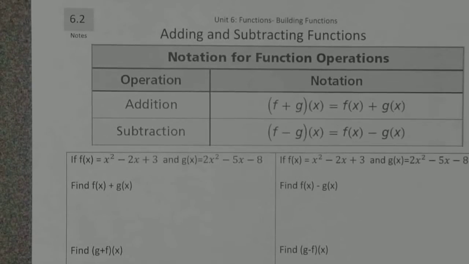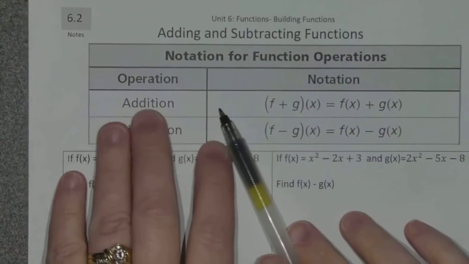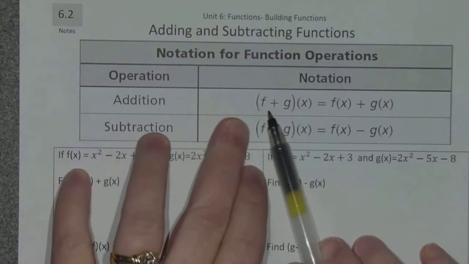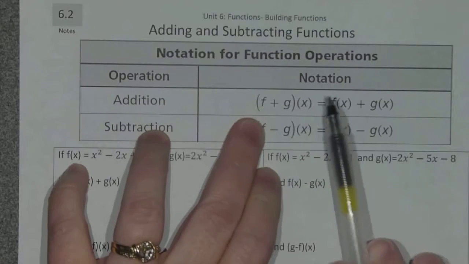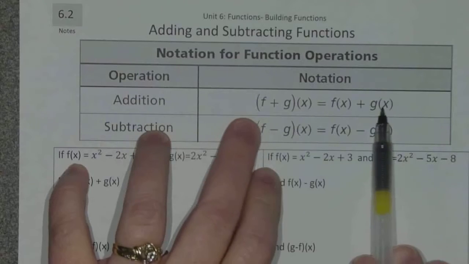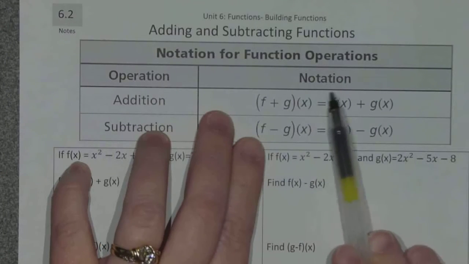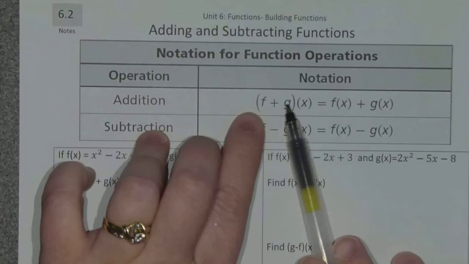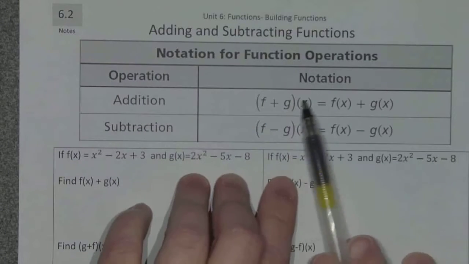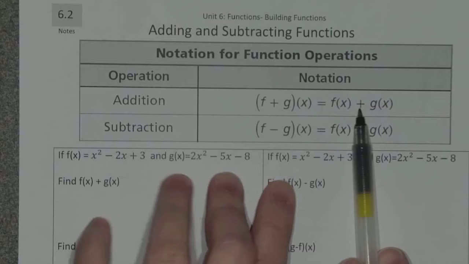All right, so today we're going to add and subtract functions in function notation. Just to show you what function notation looks like, if you want to do addition, it's going to be either in this form f plus g of x or f of x plus g of x. Either way you see it written, it's really just asking you to take the f function and add it to the g function, just like it's written out right here.